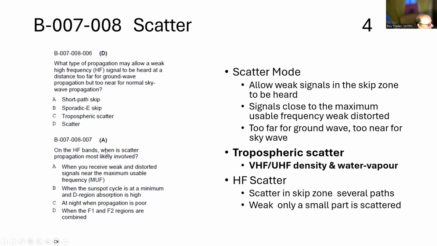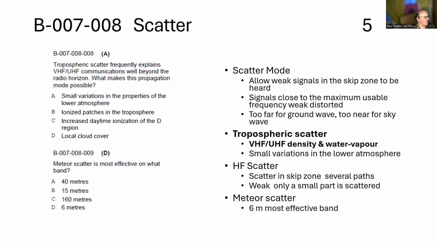On HF bands, when is scatter propagation most likely involved? And that's A, when you receive weak and distorted signals near the maximum usable frequency, MUF. Tropospheric scatter explains VHF, UHF communications well beyond the radio horizon. What makes this propagation mode possible? And again, the correct answer here is A, small variations in the properties of the lower atmosphere.